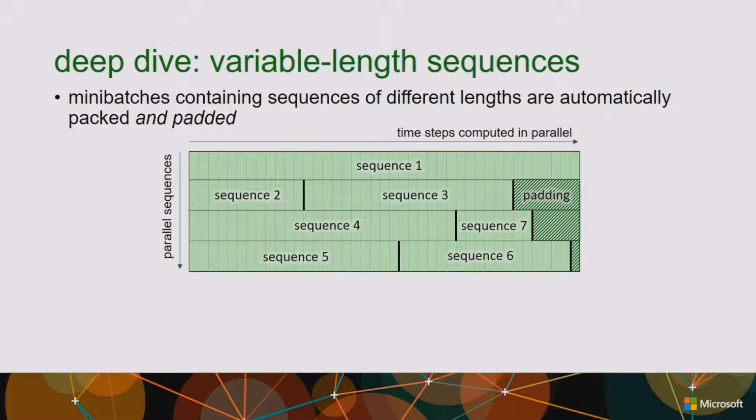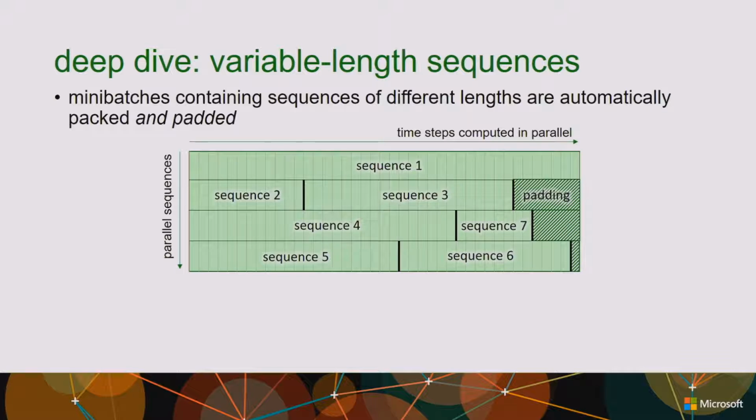And then once you reach the end of sequence 2, for example, something special happens, because you need to make sure that you don't accidentally carry over the state from sequence 2 into the beginning of sequence 3. And so CNTK handles that for you. Also, when you compute the gradients, you need to make sure that you don't accidentally pull in data from the padding, for example. On the other hand, when you do non-recurrent operations, like the final softmax, you can just take this structure, flatten it out, and launch it as a single CUDA launch.